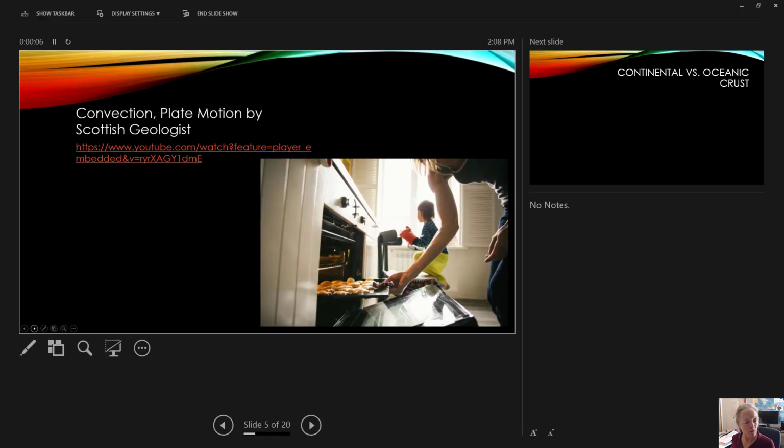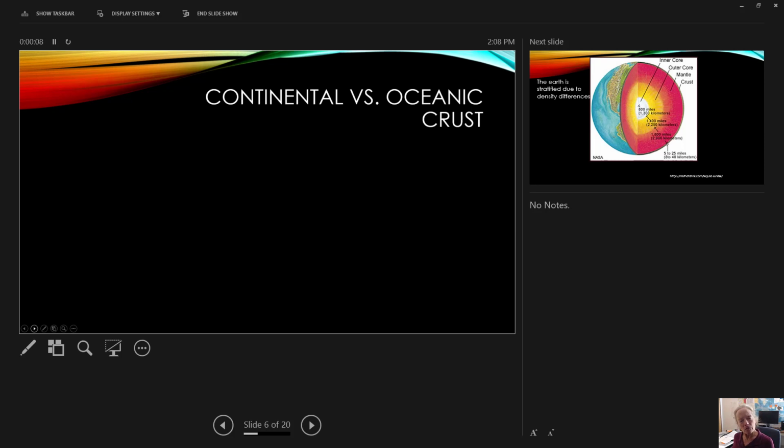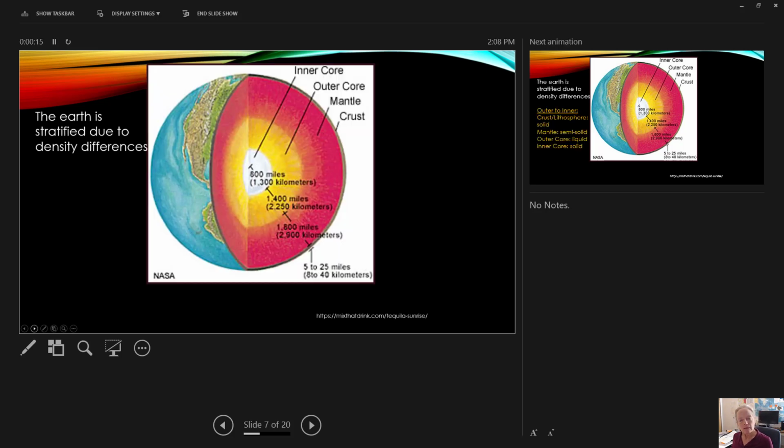All right, so let's talk about continental versus oceanic crust. They're called this basically because continental crust is the stuff we can see. It's the rocks on the surface, and the oceanic crust is the rocks underneath the ocean. So how do they get that way? Well, we're back to density again.